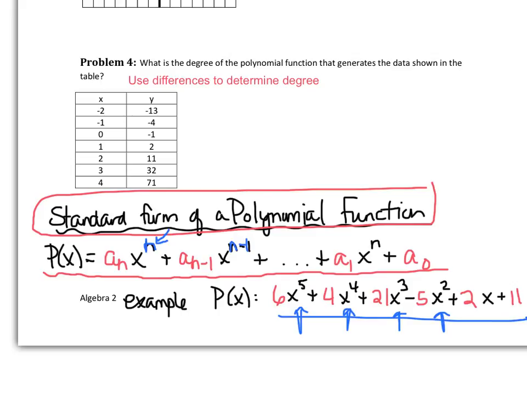I have to fix that. I don't want the n there, sorry. We're going to get rid of that right here. It's just x to the 1st, and then we go down to our constant. So that's just showing how we're going down a degree on our x values.